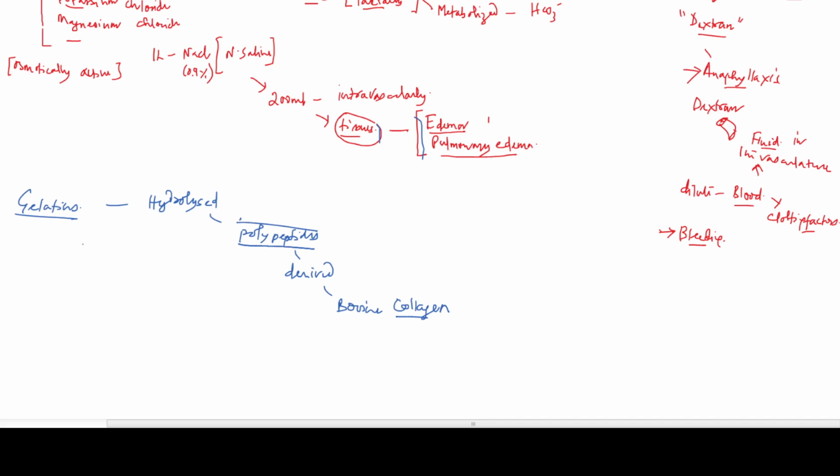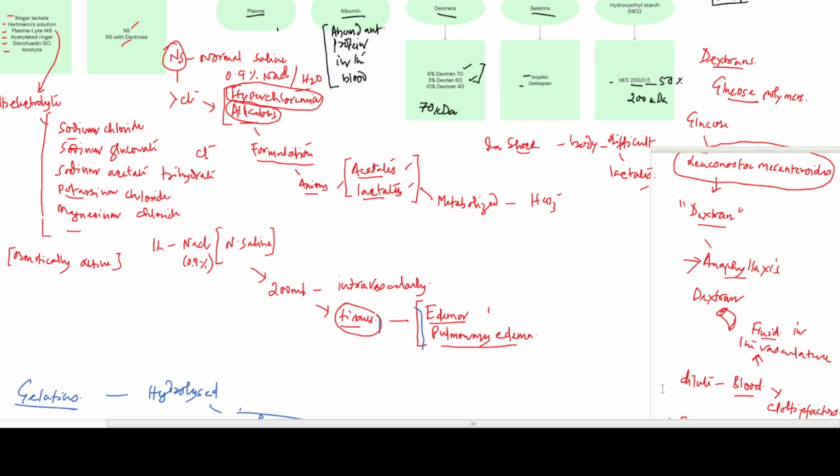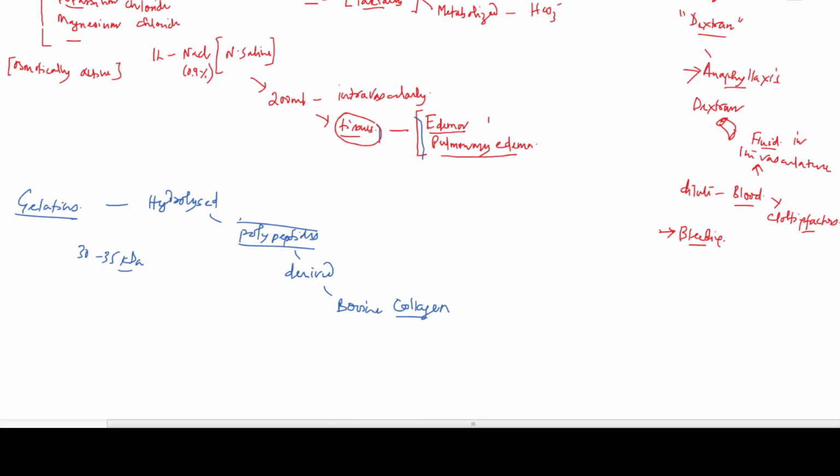The molecular weight here is about 30 to 35 kilodaltons. Dextran, on the other hand, was how much? It is about 40, 60, and 70, so this is less. Fluid retention in the vasculature is related to the molecular weight. Higher molecular weight compounds would be retaining much more fluid intravascularly than the smaller molecular weight molecules.